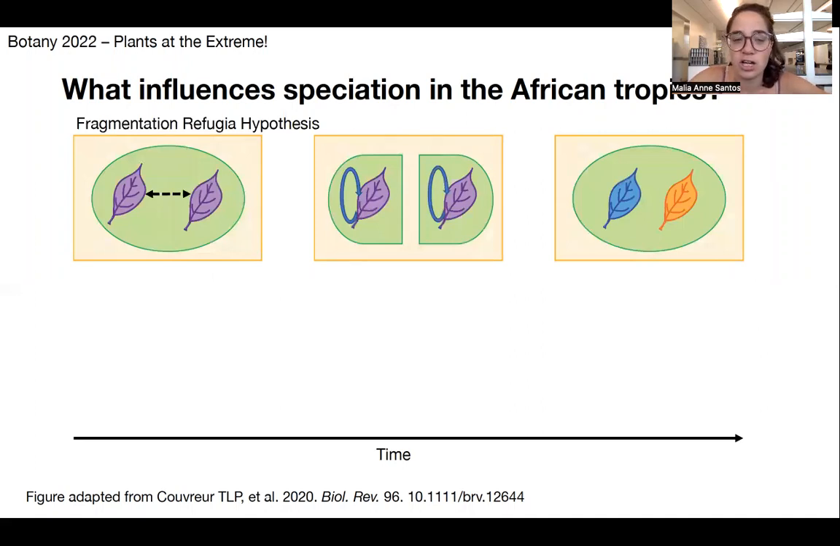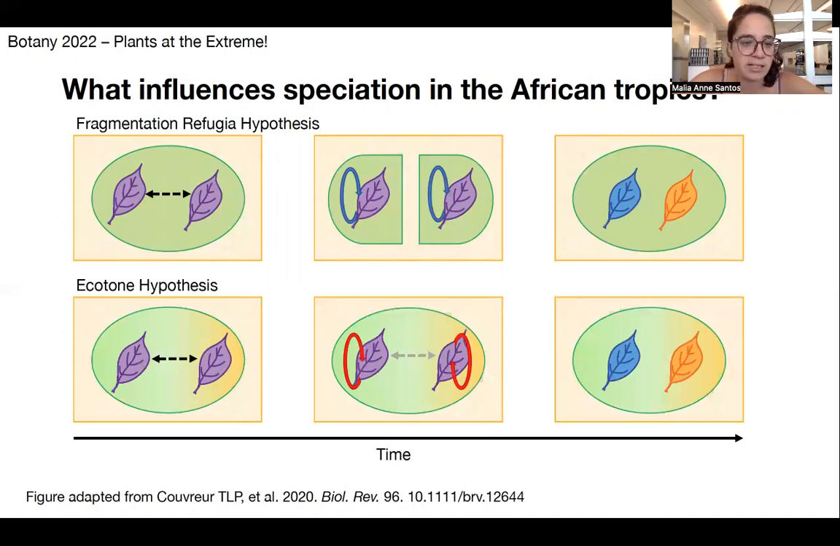the fragmentation refugia hypothesis, where we start with one species denoted by the purple leaves in one habitat denoted by this green circle. And in this habitat, the species can interchange genes freely. However, over time, this habitat may become fragmented, in which case genetic drift would be the sole cause of diversification in this group over time. And so as we can see, if those two populations or habitats come back together, we see a speciation event.